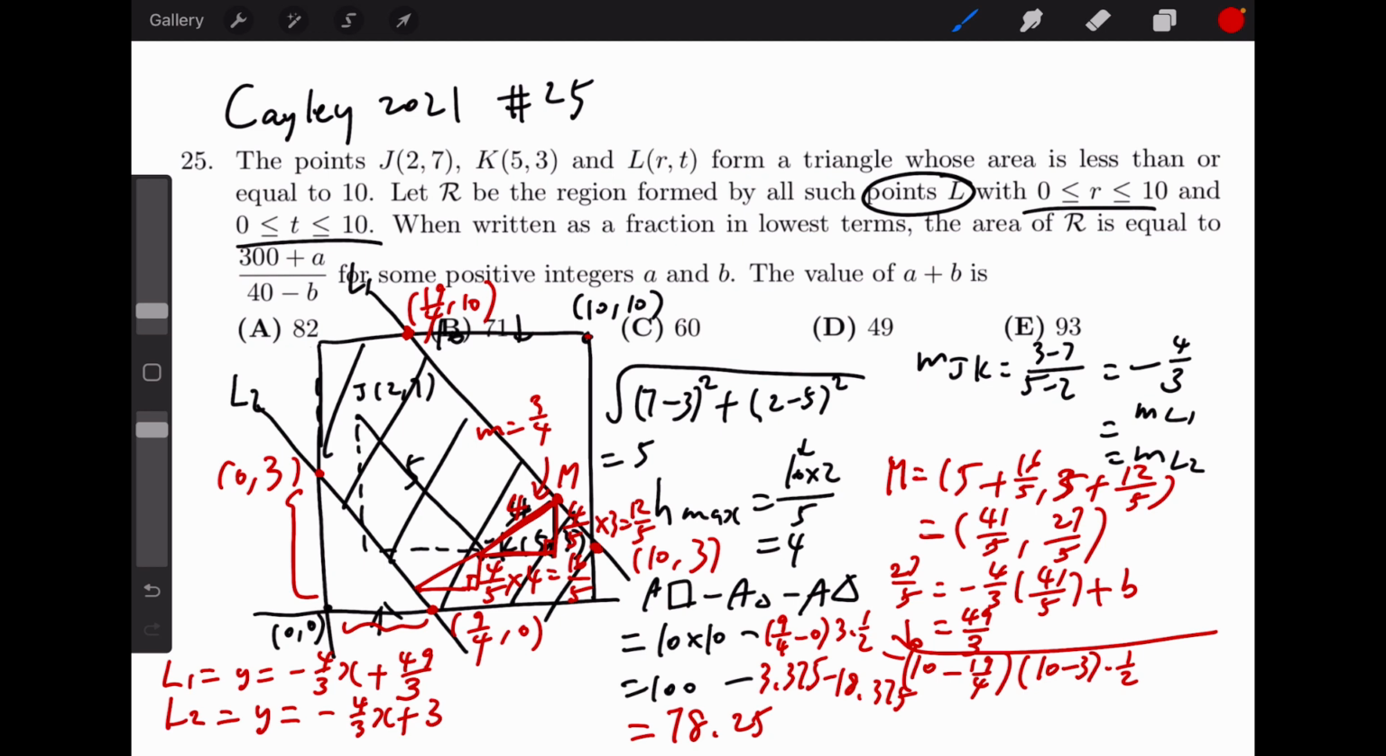If we convert this back into fraction form, we get 313 over 4. Therefore, A would be 313 minus 300, which is 13, and B would be 40 minus 4, which is 36. And the sum of A and B would be 13 plus 36, which is 49. And the answer is D.